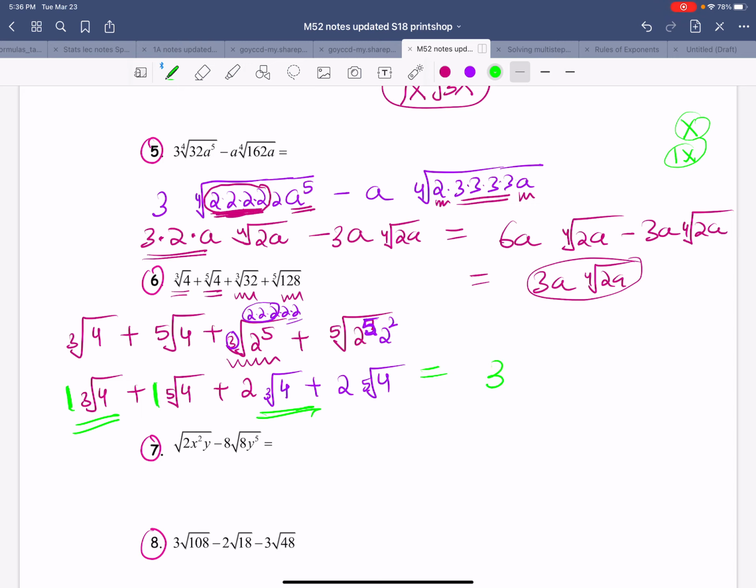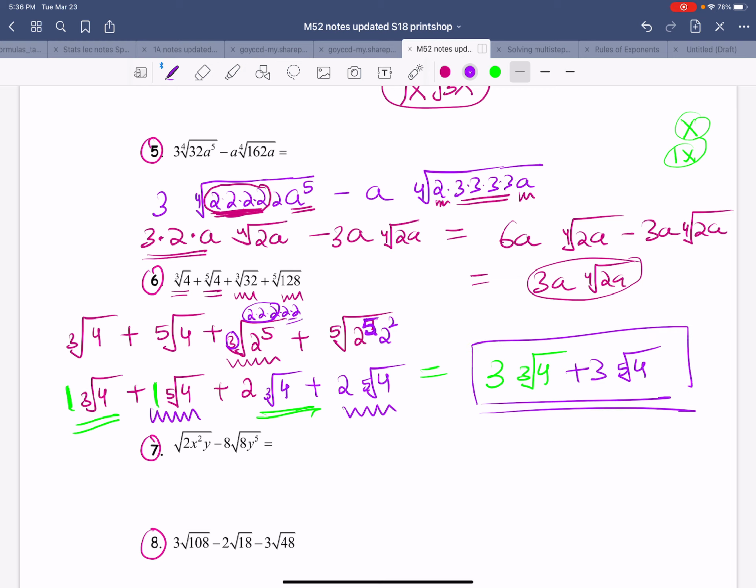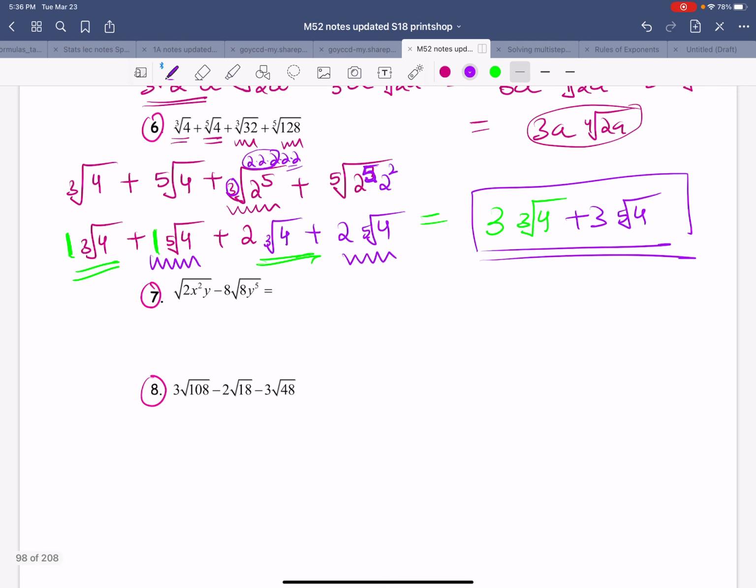It would be 2 plus 1 is 3, cube root of 4. And then we also have 5th root of 4 and 2 5th root of 4 as like terms, which is 3 5th root of 4. And that's my final answer. They are not like radicals anymore because the numbers in the pocket are different and we cannot combine them any further. Let's check out number 7.